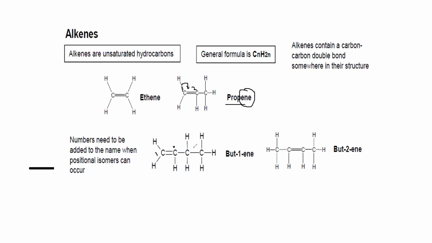Then 1, 2, 3 and 4. So the first carbon having a double bond, that's but. Because the double bond is with the first carbon, that's why it is but-1-ene. If we change the position of the double bond, 1, 2, 3 and 4, the double bond is between the second and third carbon, or it is with the second carbon, so it is but-2-ene.